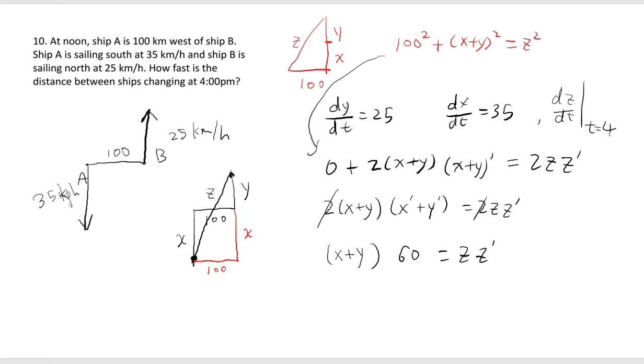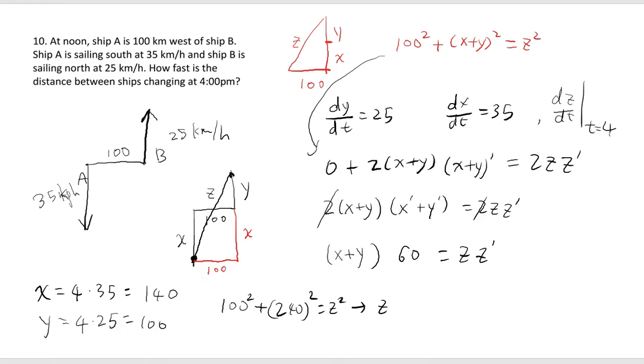Now at t equals 4, at 4 hours, x is 4 times 35. Time times speed gives you the distance traveled, which is 140. And y is 4 times 25, which is 100. And because I have 100 squared plus x plus y, which is 240, squared equal to z squared, I can also figure out the value of z, which is 260. If you take the square root of this, you're going to see that it's 260.